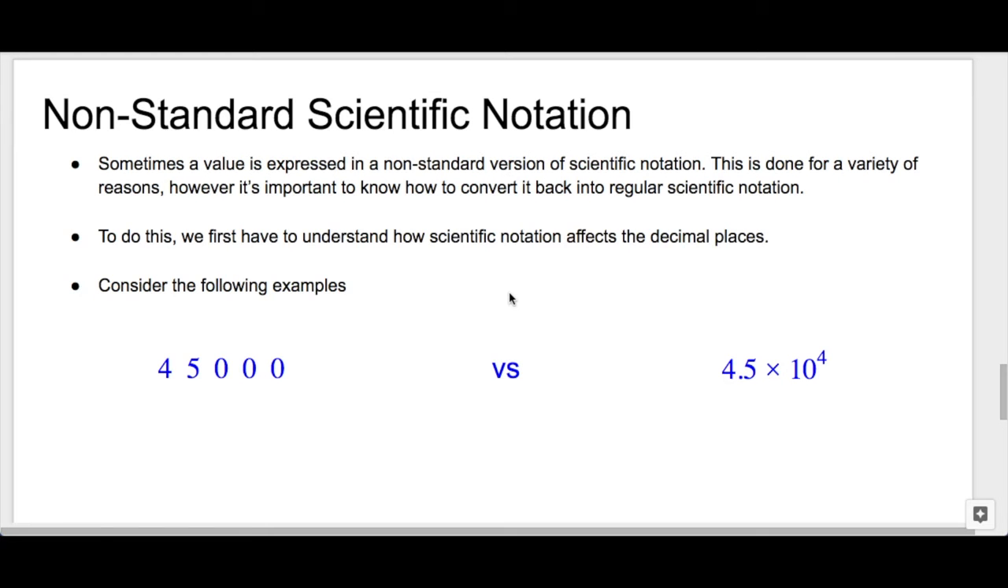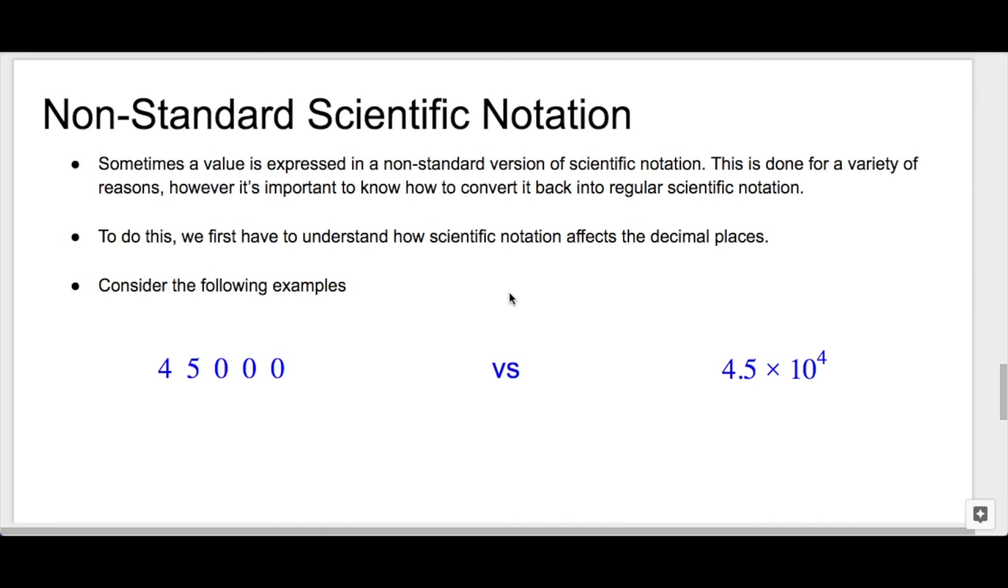Occasionally we run into a problem where we're dealing with non-standard scientific notation. Now, non-standard scientific notation is done for a variety of reasons. However, what's important to know is how to convert it to regular scientific notation. In order to do this, we first have to understand how scientific notation affects the decimal places.